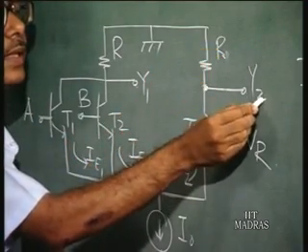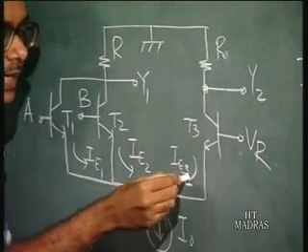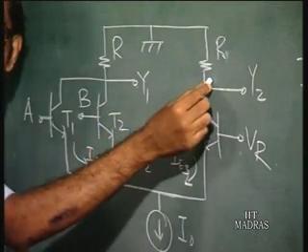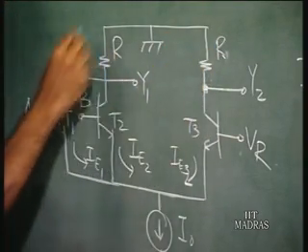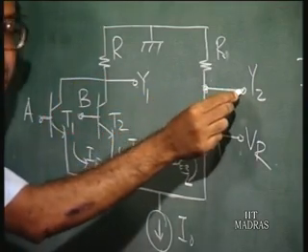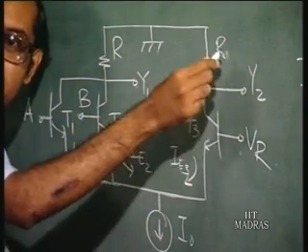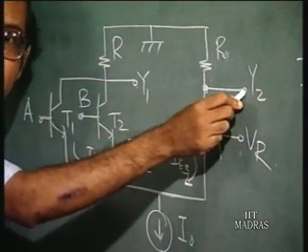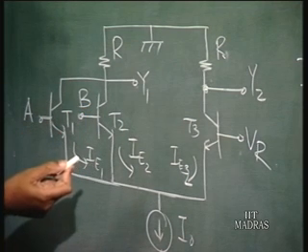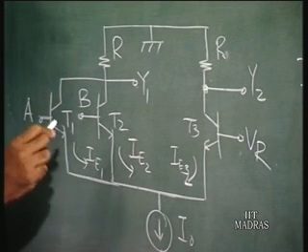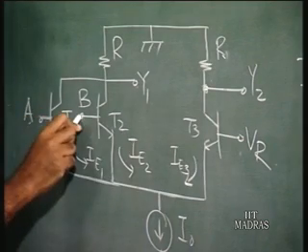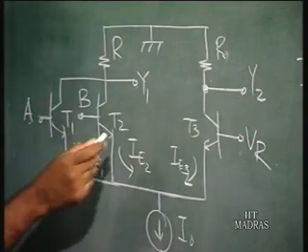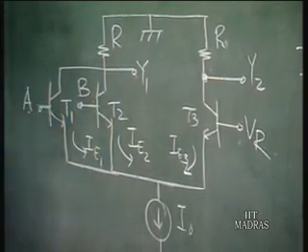Since IE3 is much more than IE1 and IE2, the drop across this resistance in the right hand branch is going to be more compared to the drop in the left hand branch. So what is the voltage Y2? It is going to be more negative compared to Y1. So Y2 is logic low, where Y1 will be logic high. Is it clear? So if both the inputs are low, Y2 is logic low and Y1 is logic high.